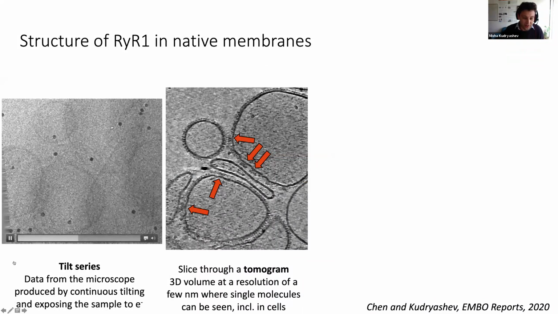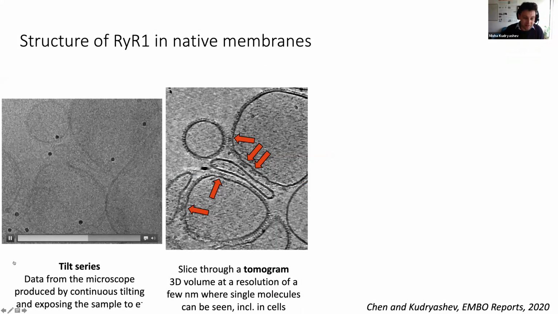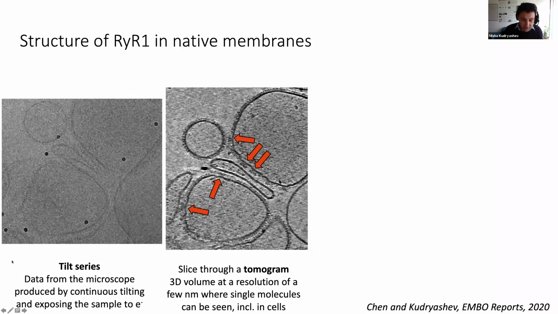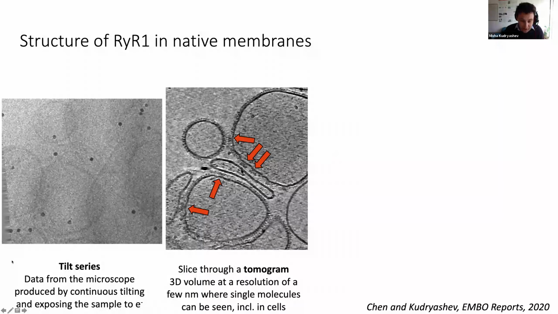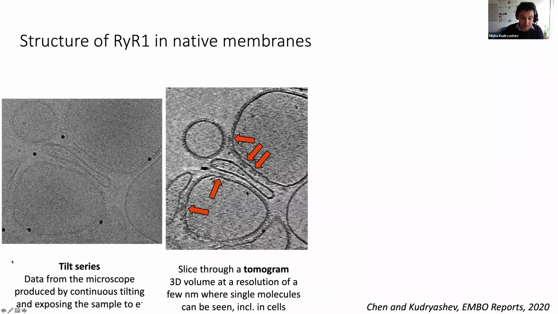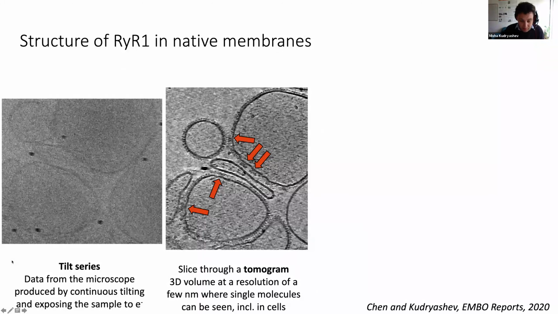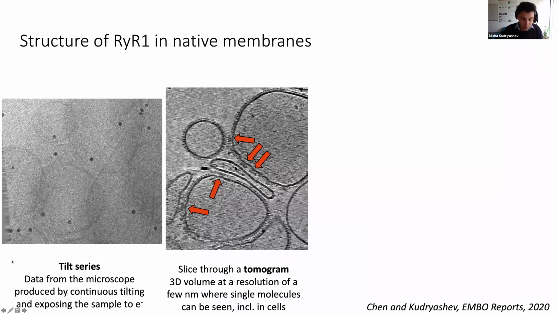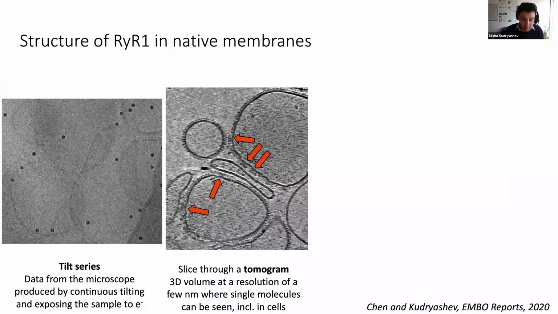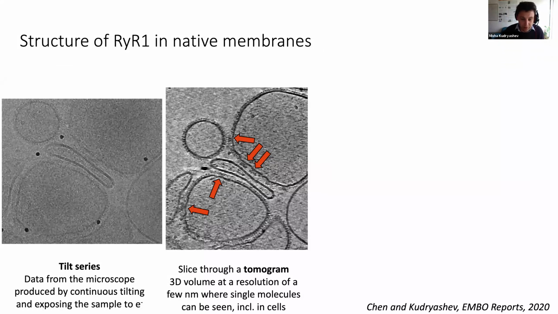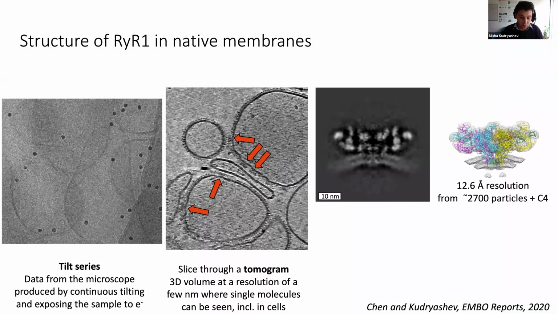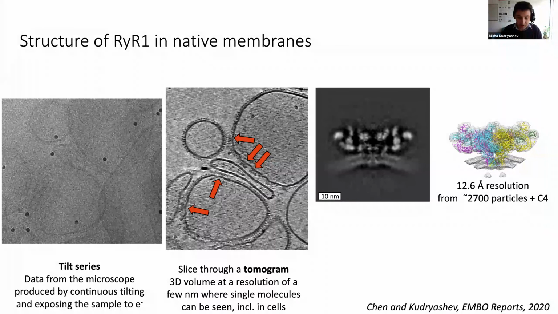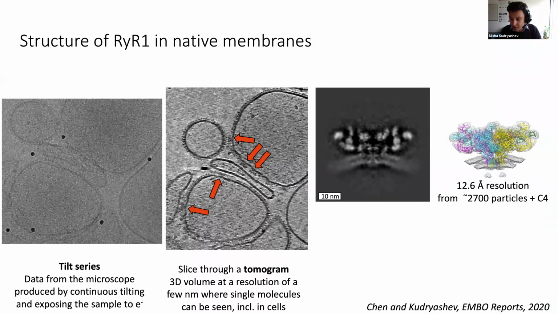After this, we generate a tomographic reconstruction, which is a 3D volume, and in a slice through this reconstruction, we can see individual molecules if they're large enough. In this case, ryanodine receptors are 2.2 megadalton proteins, and so sometimes we can see them next to the membrane that could be the T-tubule. We can then obviously pick multiple receptors and mutually align and average them. It's called subtomogram averaging. And we could get a structure at 12.6 angstrom resolution from roughly 2,700 particles applying the C4 symmetry.